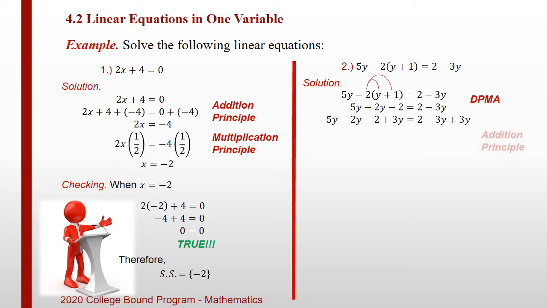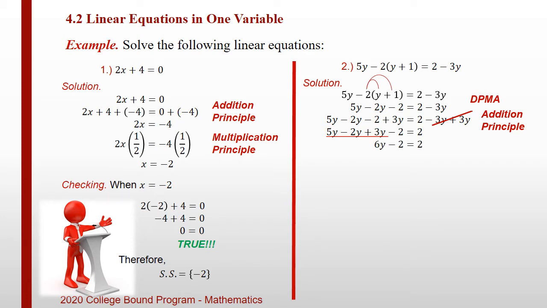Next, we add 3y to both sides to get 5y minus 2y minus 2 plus 3y equals 2 minus 3y plus 3y. And since negative 3y plus 3y equals 0, we get this resulting equation. Here, the first three terms in the left-hand side are like terms. So by addition and subtraction of polynomials, 5y minus 2y plus 3y equals 6y, giving us 6y minus 2 equals 2.